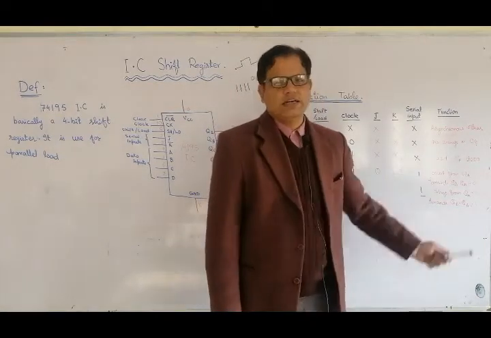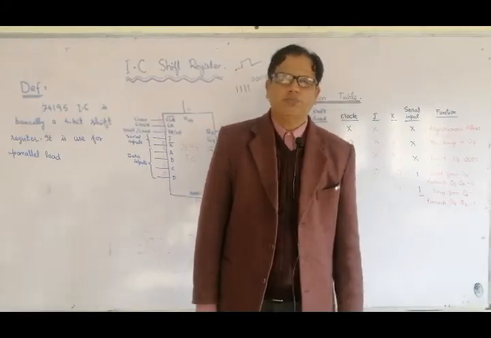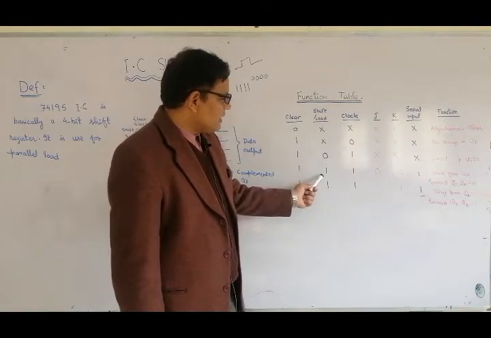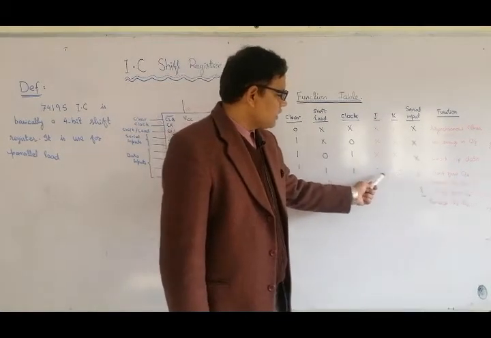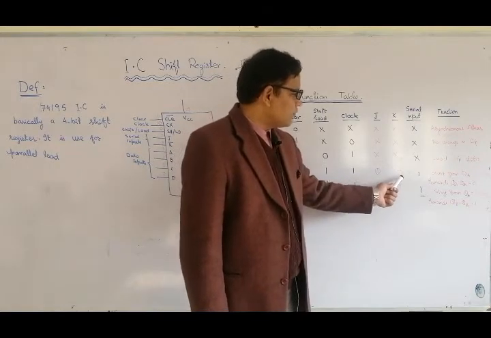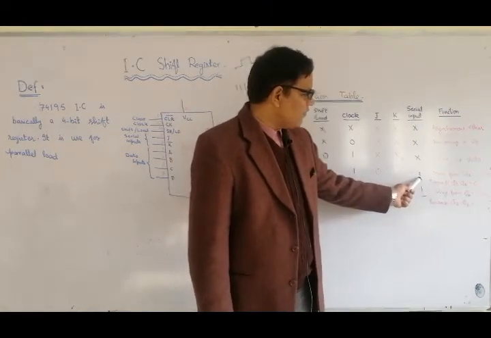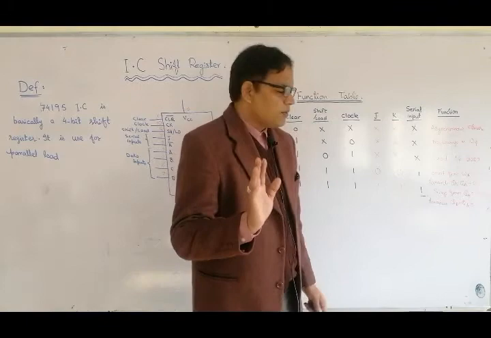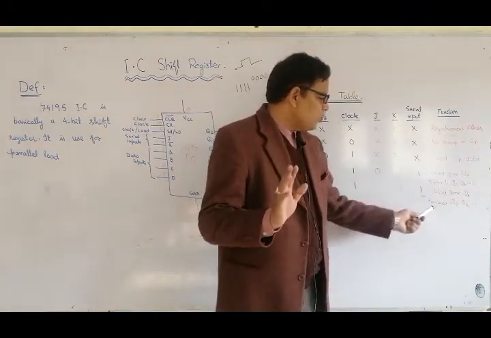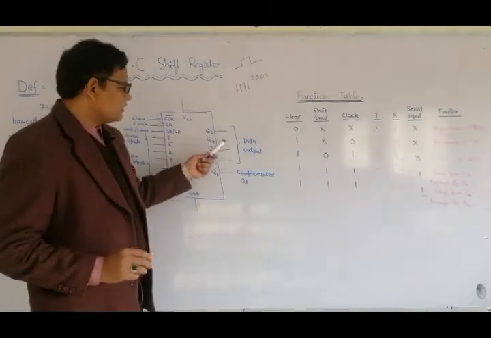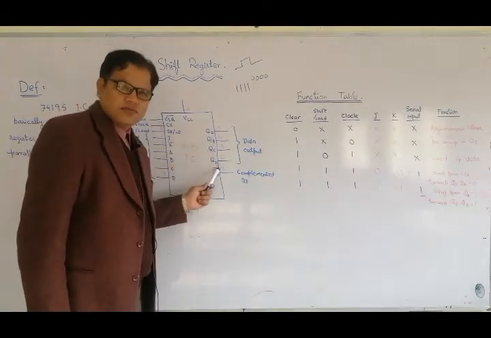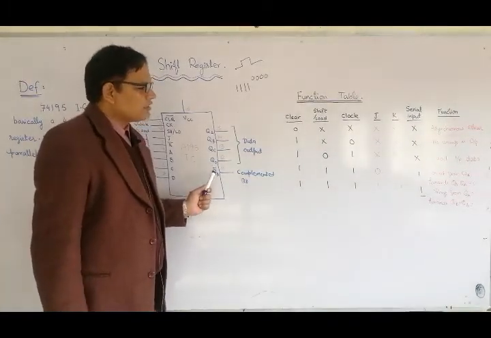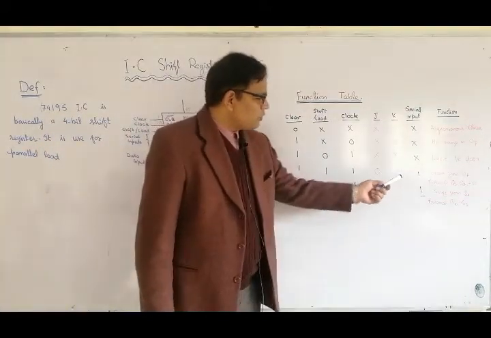So we have to load the input data. Here we are going to load the input data. 1 is at clear, 1 is at shift mode, and the clock is 1. So the JK flip-flop will toggle the mode and convert the data between 0 and 1. 1 is at serial input, and as a result the data starts flowing from QA towards QD. When the data travels through these stages, what will happen in the next stage? It starts with serial input 1.